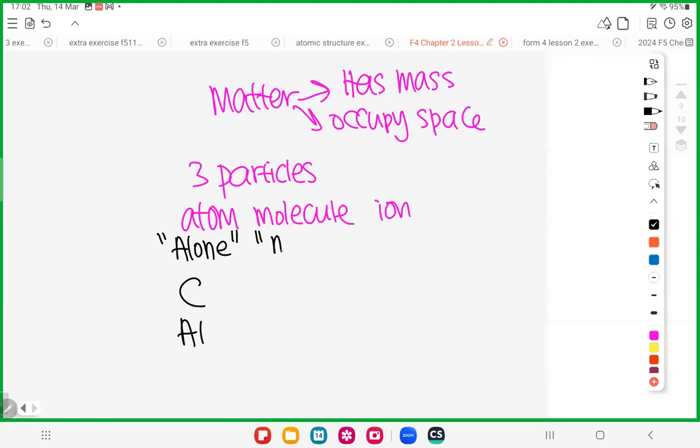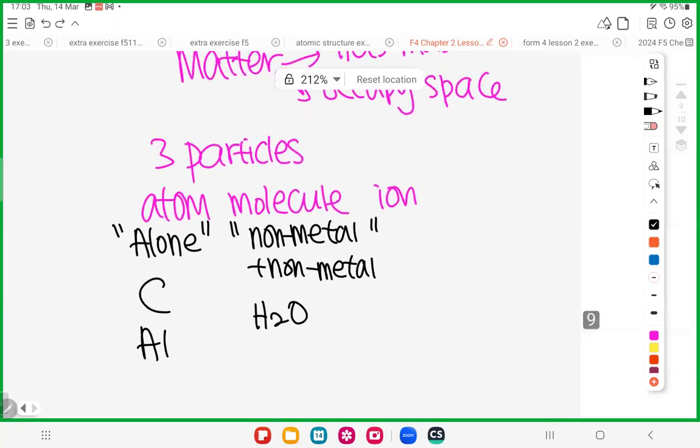A molecule is non-metal and non-metal joined together. For example, water is a molecule. Water is made from hydrogen, which is a non-metal, and oxygen, which is also a non-metal. Non-metals combined together form a molecule.